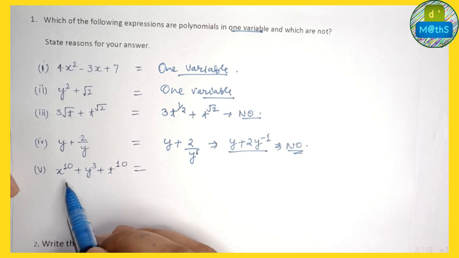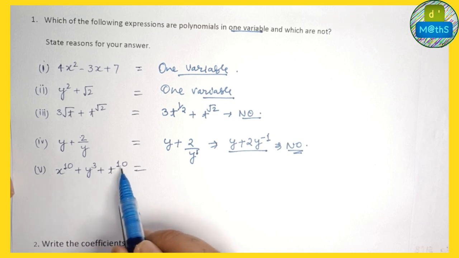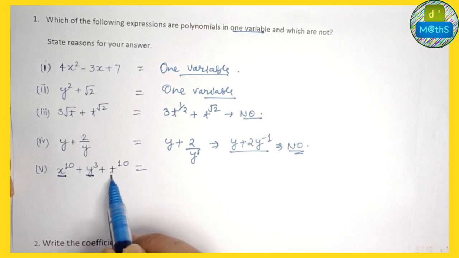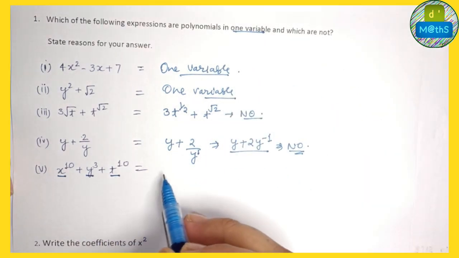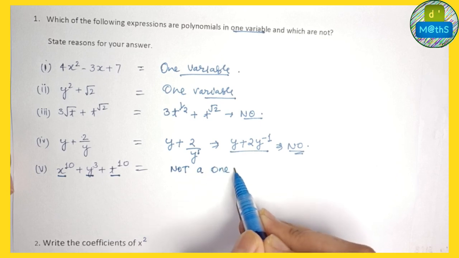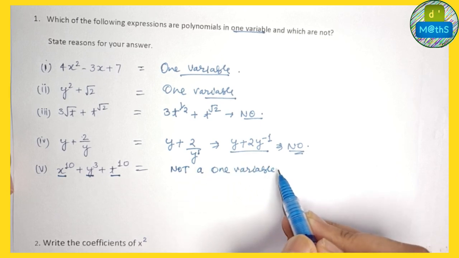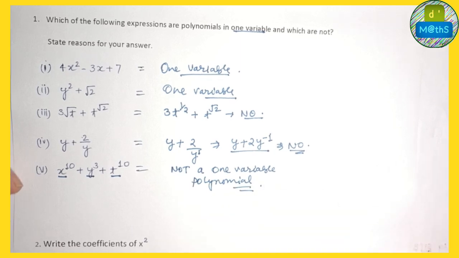Now moving to your fifth question. You can see there are a lot of variables in this expression. Variables such as x, y and t are there. Variable means they will vary as their values change. So this is not a one variable polynomial. This is a three variable polynomial.